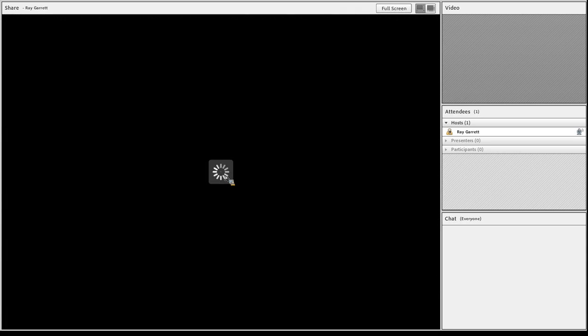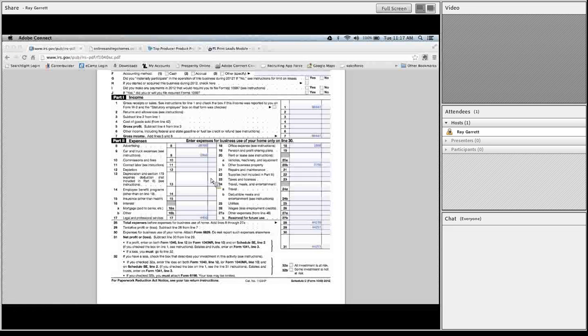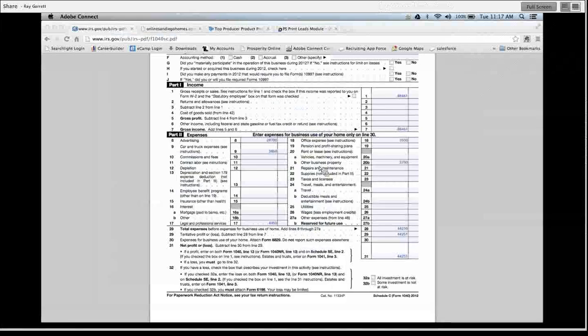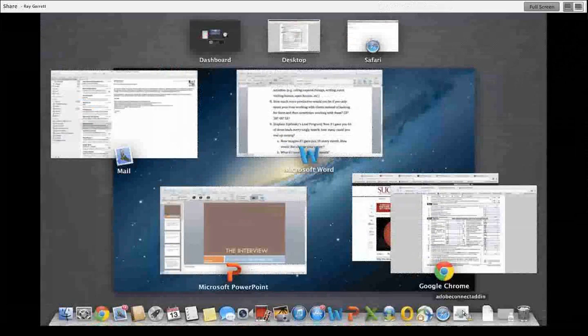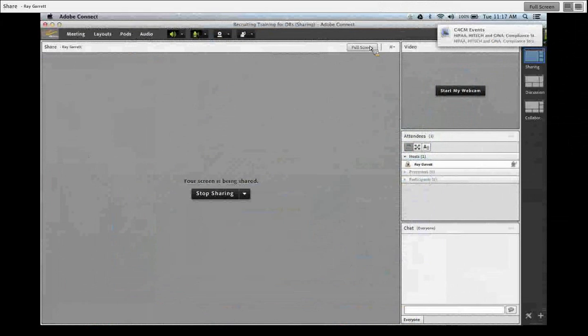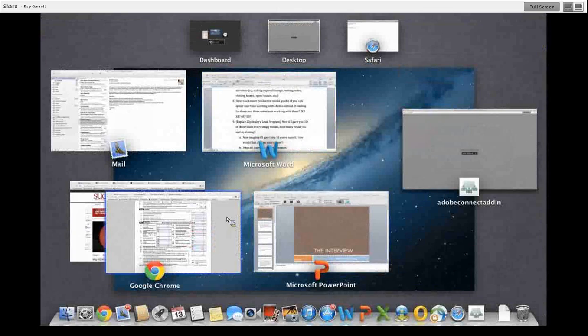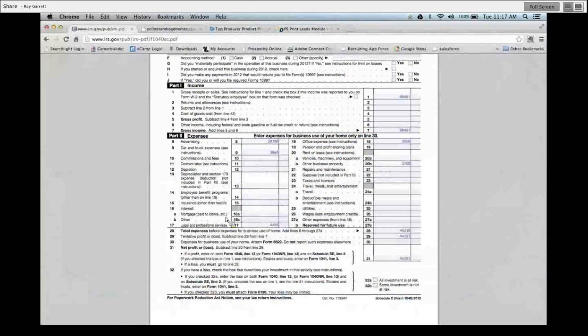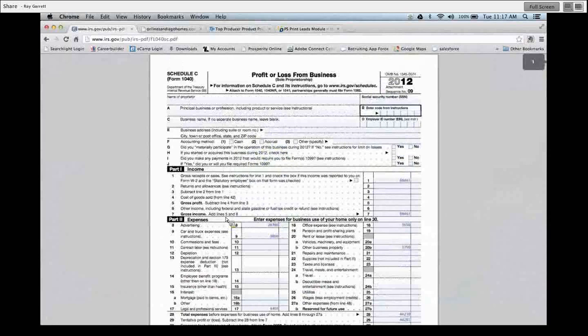So let me share with you here something that I think is pretty important, a realization these guys need to come to. So here is that realization right here. This is called a Schedule C. So anybody who has ever filled out a tax form on their own is familiar with the Schedule C.